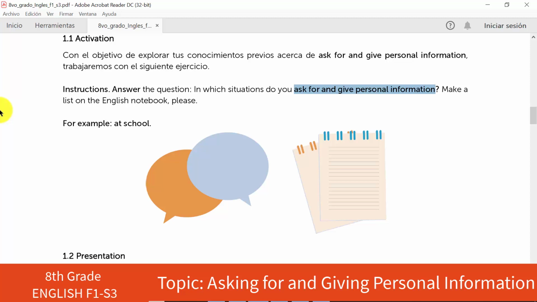How old are you? Where do you live? Yes, what's your address? Where are you from? Todas esas cosas te las pregunta el doctor. Tu nombre, tu edad, tu dirección, dónde vives, de dónde eres. So all those are information questions that you answer when you go to the doctor. Yes, at the doctor, for example.